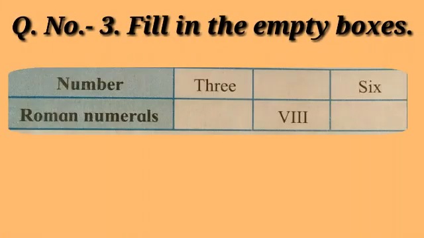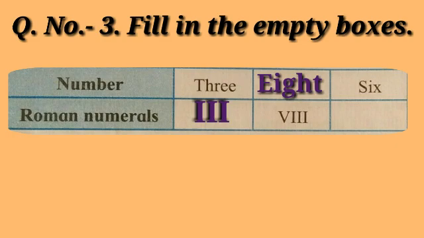Let's solve question number 3. Fill in the empty boxes. These boxes have some empty places which we have to fill with the proper number or the Roman symbol. First number is 3, so 3 means we have to write capital I three times. Then the next one is V and triple I. V is for 5 and triple I means 3, so 5 plus 3, the answer is 8.